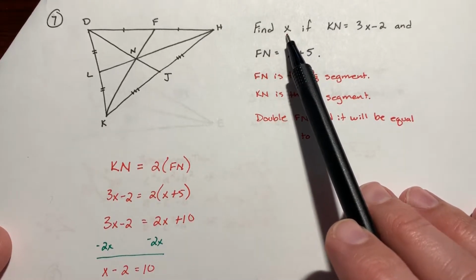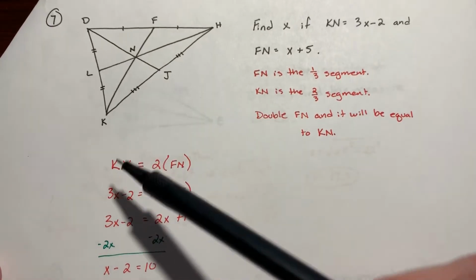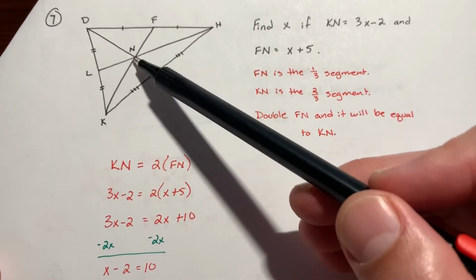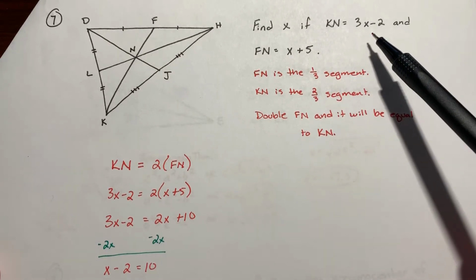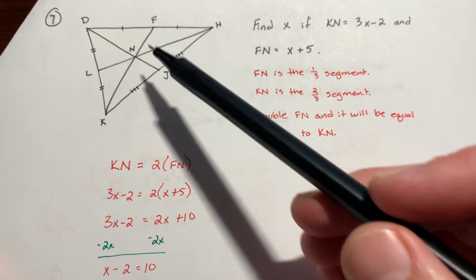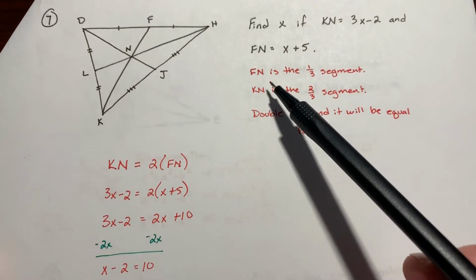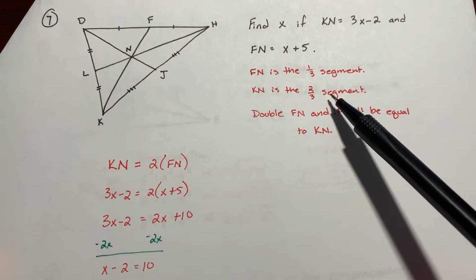Find x. Okay, so we're just going to be solving for x. Find x if line KN, all right, what do I know about KN? I know that that's the 2/3 size segment. They've got an expression for that. FN. Okay, well, FN is the 1/3 size. Well, guys, here's the thing. If FN is the 1/3 segment and KN is the 2/3 segment, they're not equal to each other.